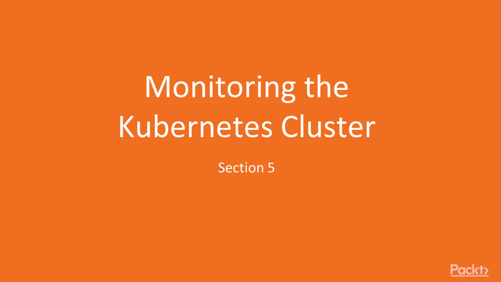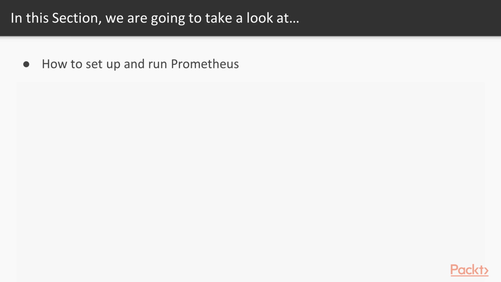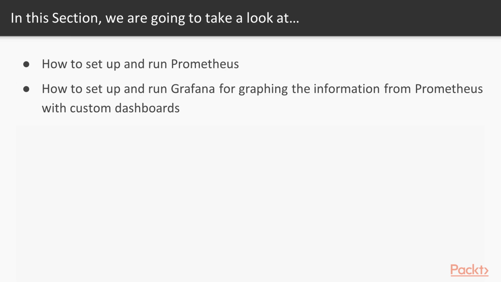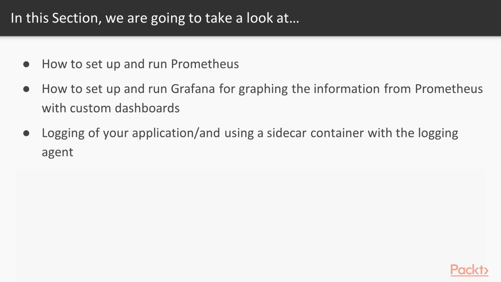Monitoring the Kubernetes cluster, section 5. In this section, I will show you in the first video how to set up and run Prometheus. In the second video, I'll show you how to set up Grafana for graphing the information from Prometheus with custom dashboards. In the third video, I'll show you how to log your application using a sidecar container with a logging agent. And in the fourth video, I will show you how to troubleshoot the pod and/or your deployment.